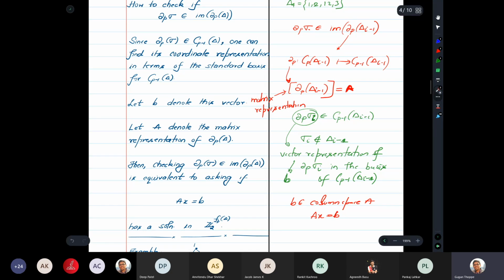Basically we are trying to figure out if B lies in the column space of A, which is equivalent to asking, is there some linear combination of the columns such that this linear combination equals B? So let me pause here. Let me know if you are able to relate this to this condition over here.